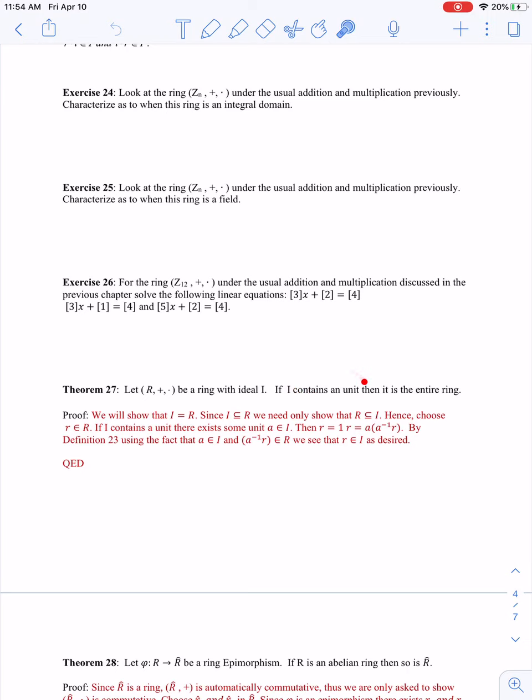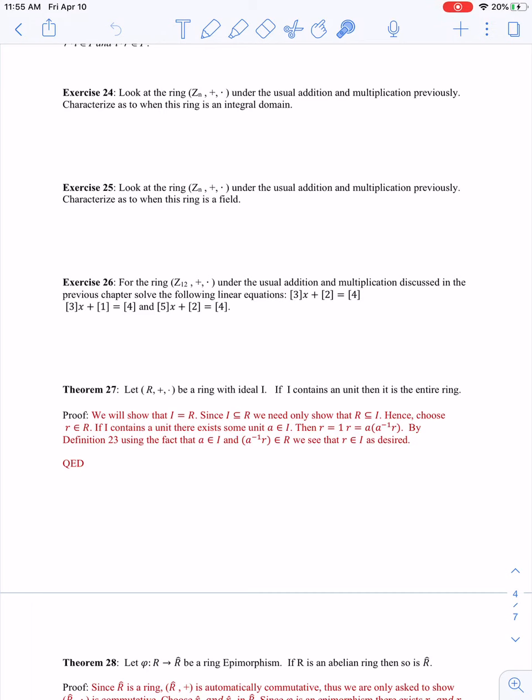Now, it's assumed that I contains a unit. Okay, so if I contains a unit, there exists A in I that is a unit. What does it mean to be a unit? It means I have an A inverse. Now, where does that A inverse exist? I don't know, but I know it's in R. All right, so now I'm going to write R in this clever way. R is the identity in the ring times R. But now I can write the identity of the ring as what? A times A inverse. So R is A times A inverse R.